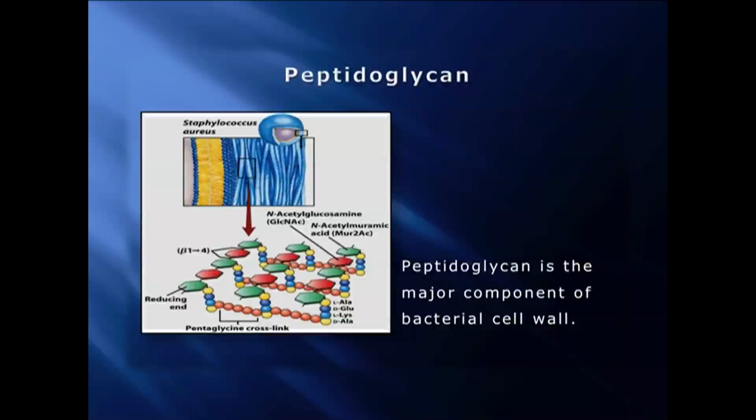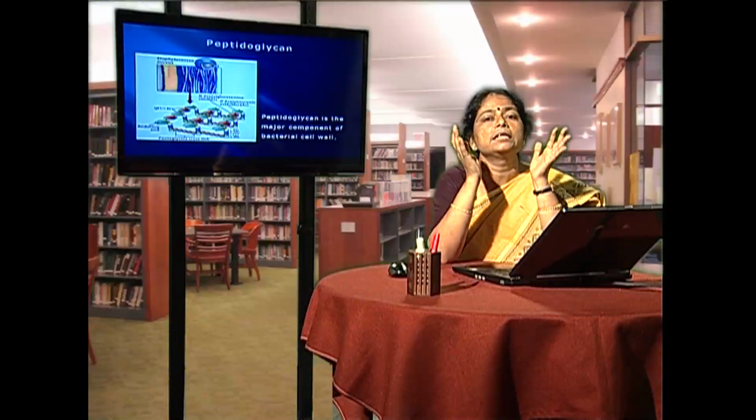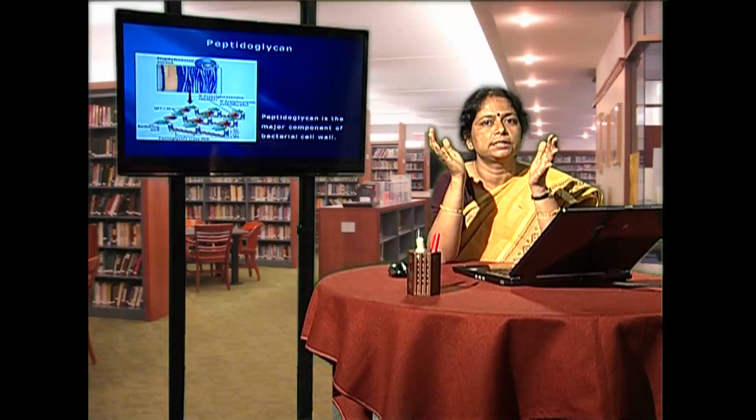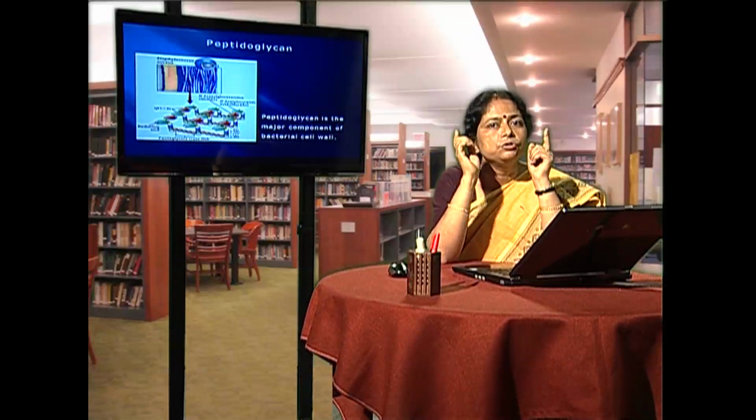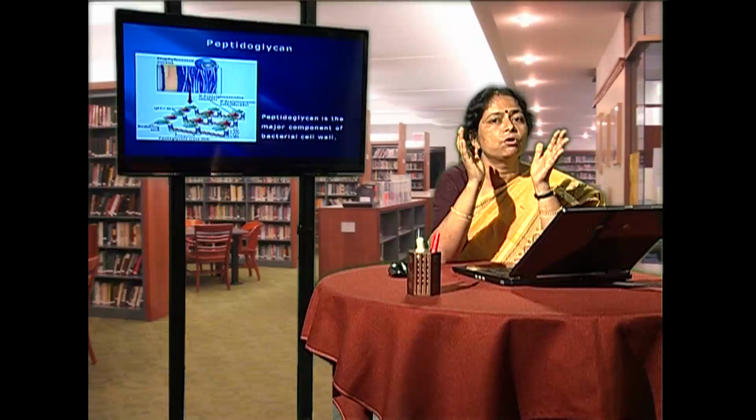This peptidoglycan is the major component of the bacterial cell wall, and penicillins or the beta-lactam antibiotics target this peptidoglycan because peptidoglycan is not found in eukaryotic cells. That means the human host cells do not have peptidoglycan, and therefore the antibiotics specifically target the peptidoglycan layer only, which is present in the microorganisms. So let us see the structure of peptidoglycan and how it is synthesized.